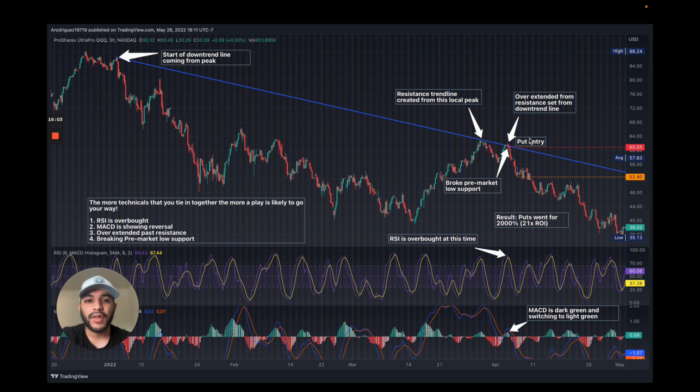And so I had my put entry right under pre-market low support. So I already knew it was going to come down. It was so overextended. I put my entry right at the low of pre-market. The moment that it broke that was our entry.